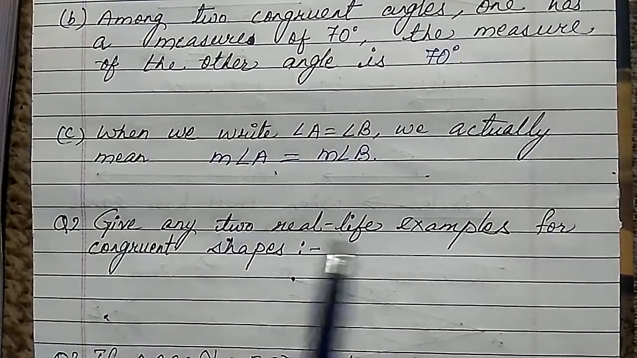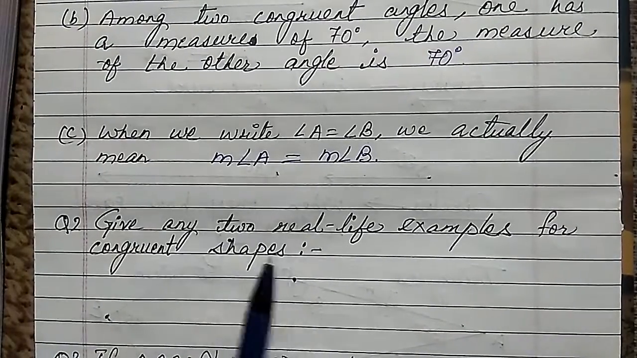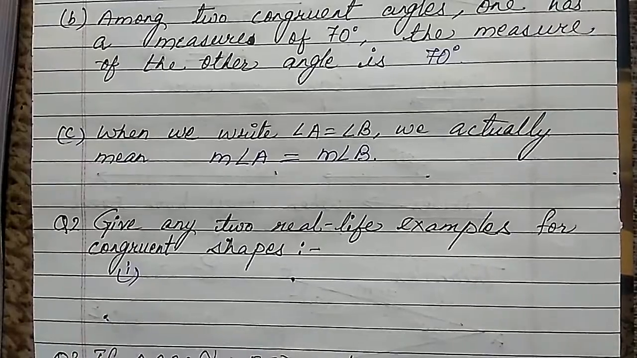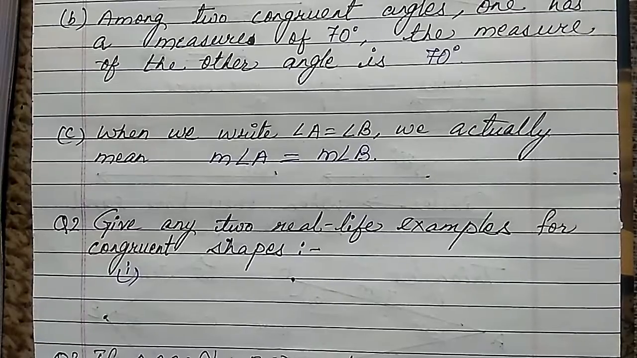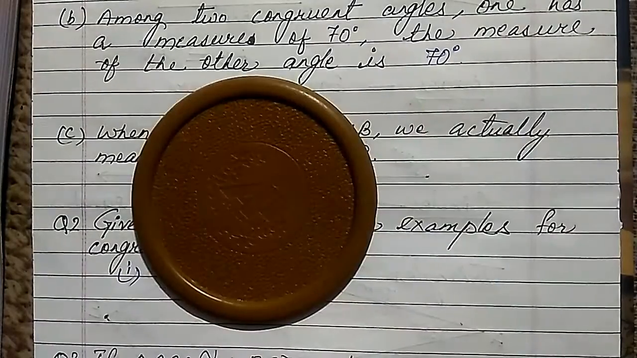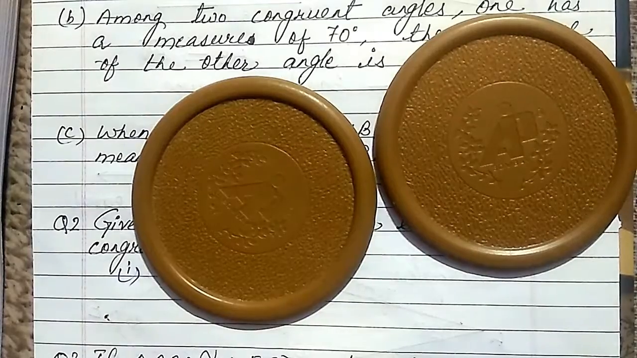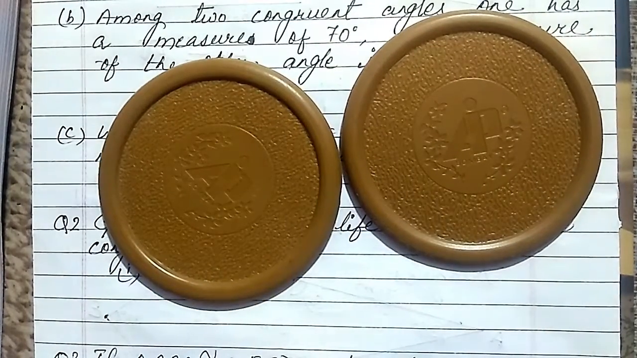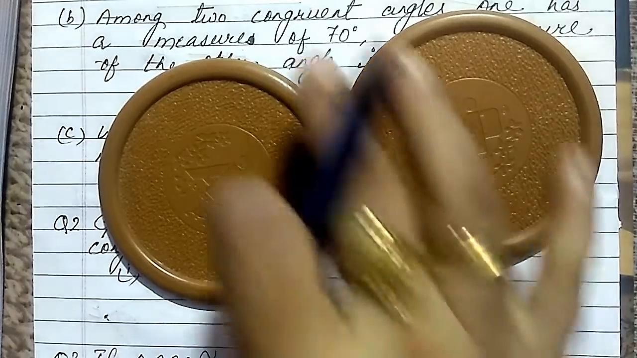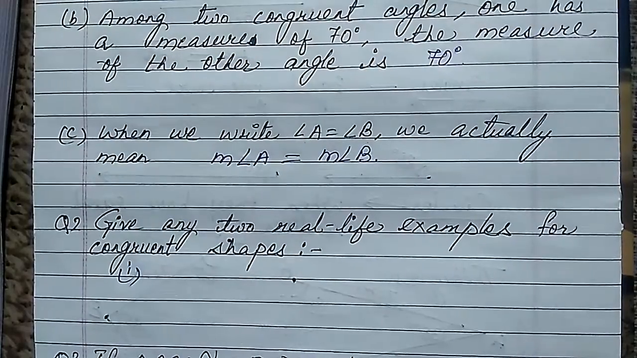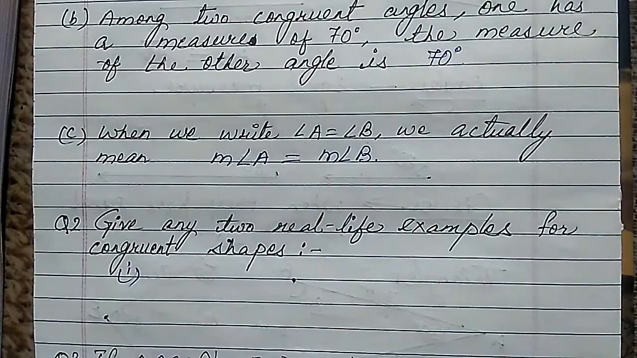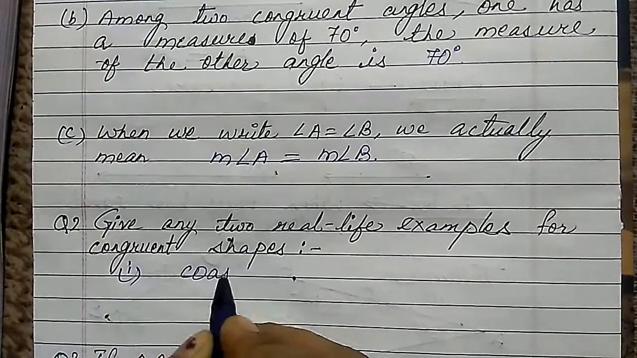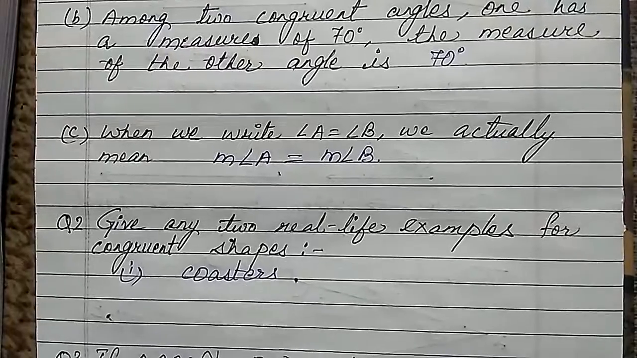Question number 2. Give any two real life examples for congruent shapes. So I have selected two real life examples for you all that show congruent shapes. If you see the coasters I have taken, are they congruent or not? We use them everyday and they have equal measures. They are similar in size, similar in shape, and they have equal measures. So they're coasters.